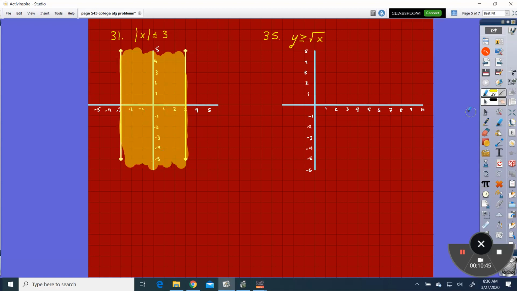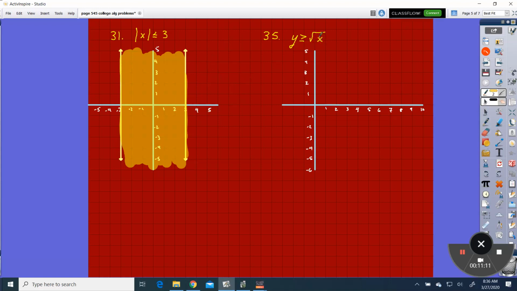With the same idea, I think the next problem you have is 32. It's a y, absolute value of y is less than or equal to something. It's just going to be straight lines that go this way, okay? And then you'll have to decide which ones it should be between the lines or outside the lines. So anyways, on 35, y is greater than or equal to the square root of x.